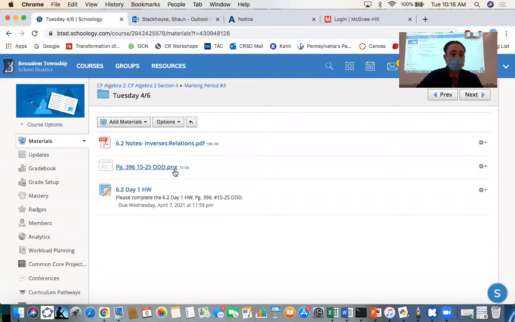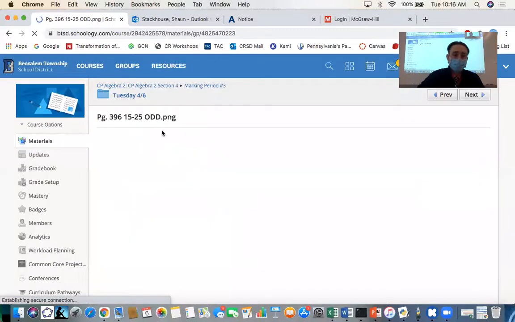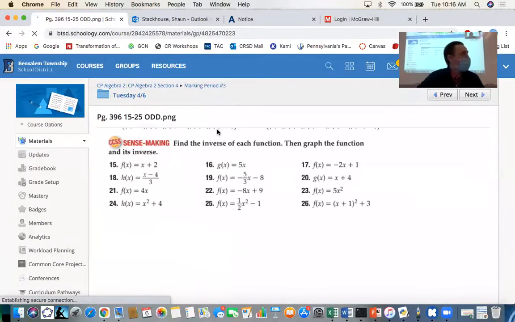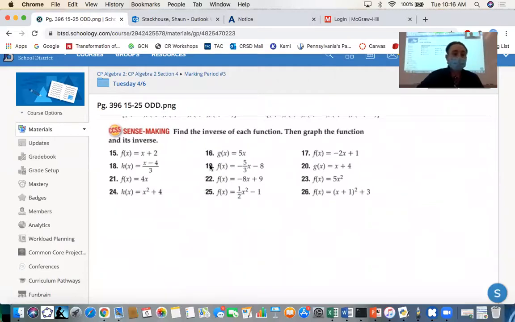Remember, we are in section 6.2. You're on page 396 doing numbers 15 through 25 odd. When you're going through these, 15, 17, 19, 21, 23, 25, you're given an equation. So what you're going to do is flip the x's and y's and solve for y. Okay. And then you would find your inverse function the way that we did, right?